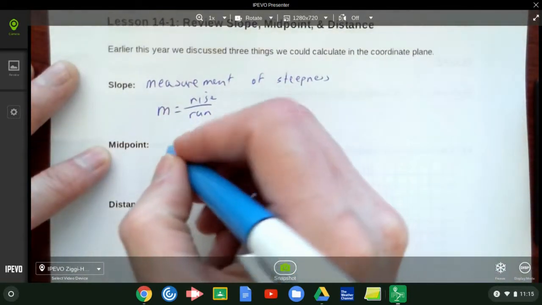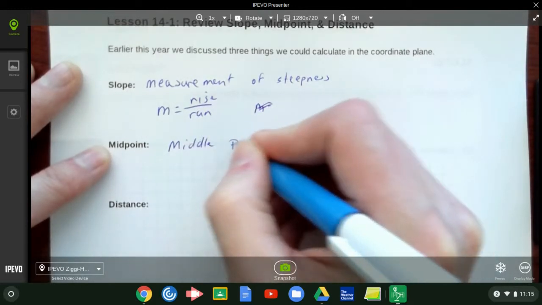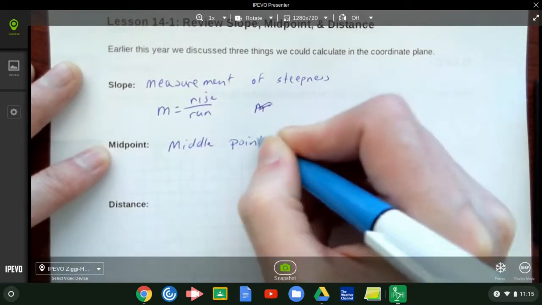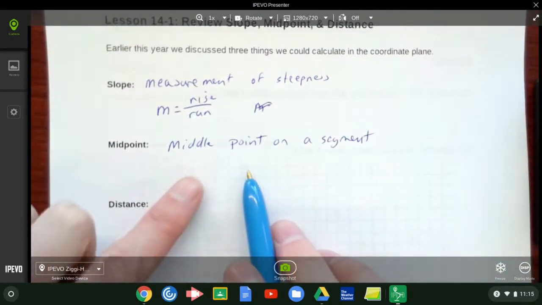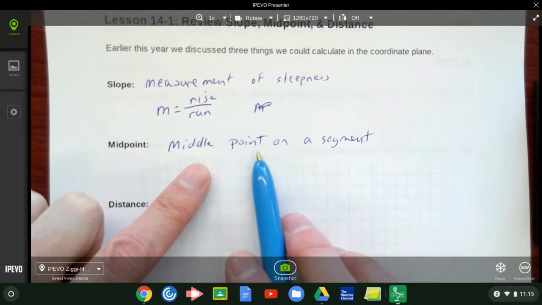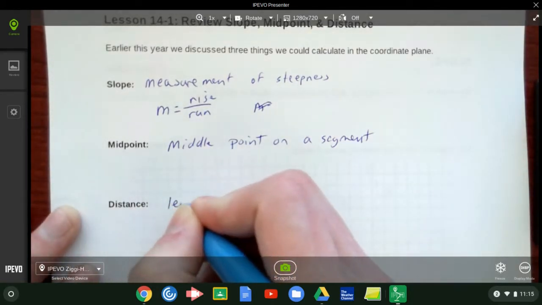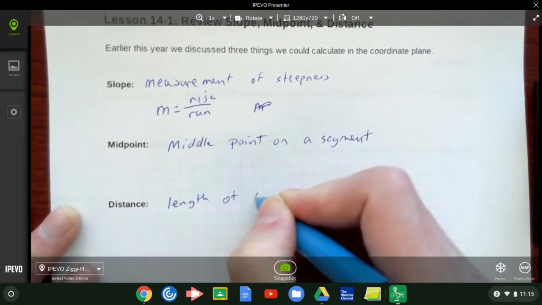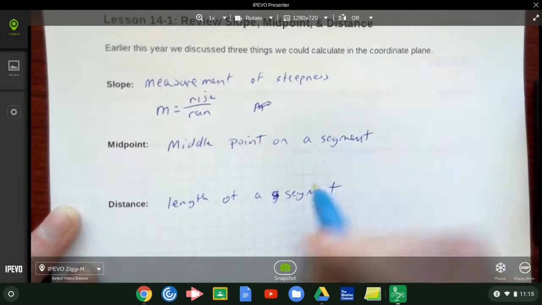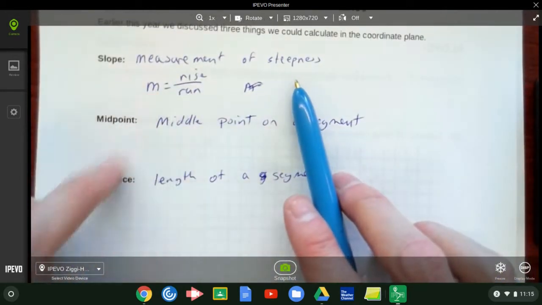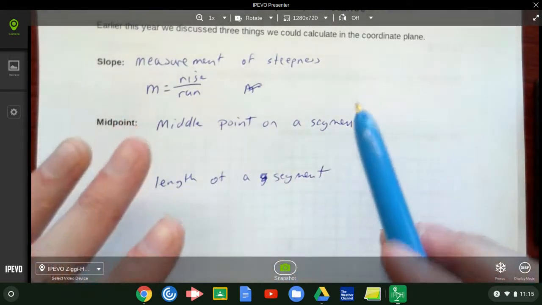Midpoint is another thing. Midpoint is the middle point on a segment. And we've done a lot of stuff with midpoint. We've had a formula for that as well, so we're going to look at that formula. And then distance. Distance tells me the length of a segment. Whoops, can't spell segment. Okay, so steepness, point in the middle, and length. Those are the things that we're going to look at.